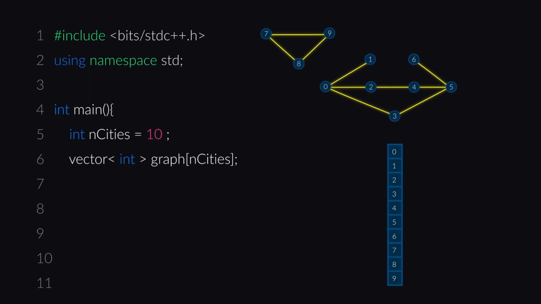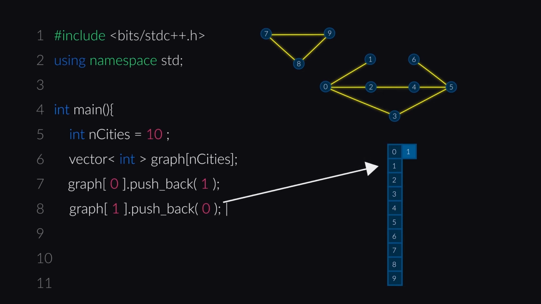Let's bring back our graph network to fill up the data. We can see that there is a direct flight from 0 to 1, so we can write something like this. But this is an undirected graph, meaning you can also take a flight from 1 to 0. So we can reverse these numbers to connect it the other way.